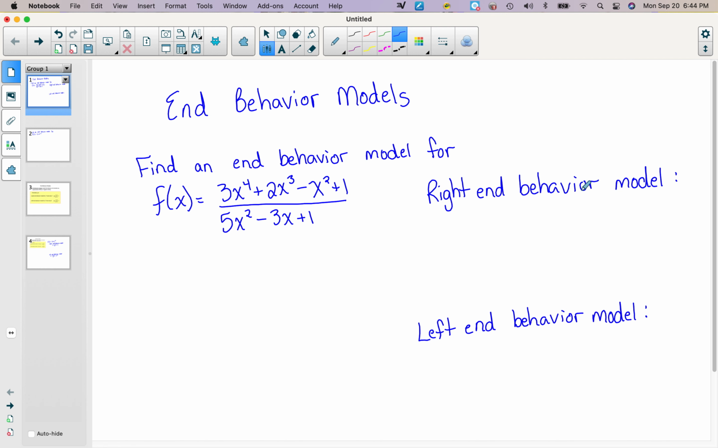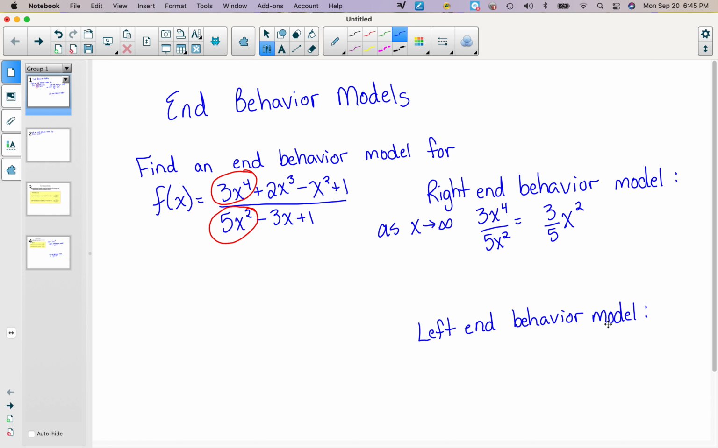To find the right end behavior model, you're going to think about what happens as x approaches infinity. So what's going on with our function? Notice that this term is going to take over in the numerator. As x gets larger and larger, this 3x to the fourth takes over in the numerator, and this 5x squared takes over in the denominator. So we end up getting 3x to the fourth over 5x squared, which we can cancel and get 3/5 x squared. So that would be considered the right end behavior model.